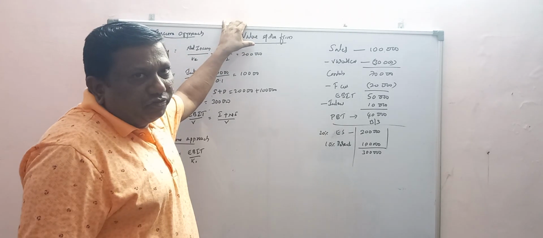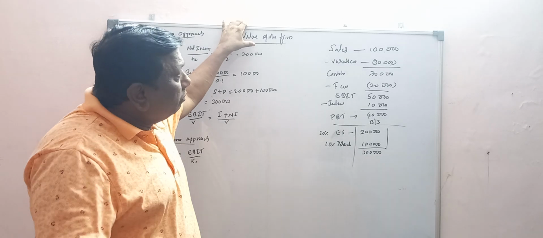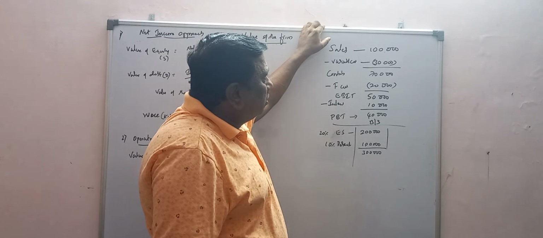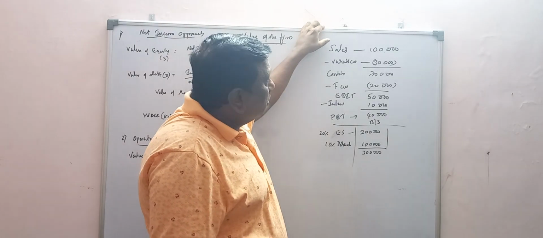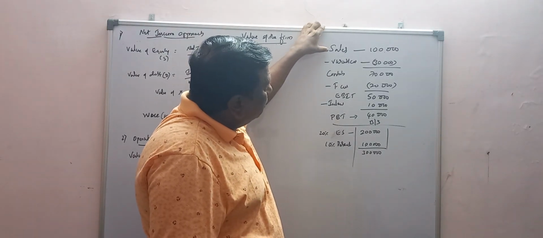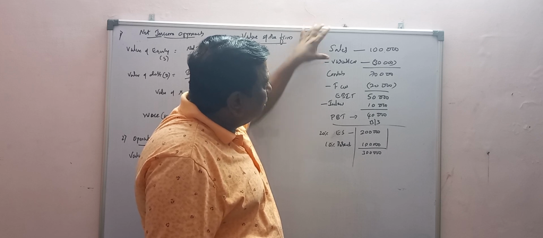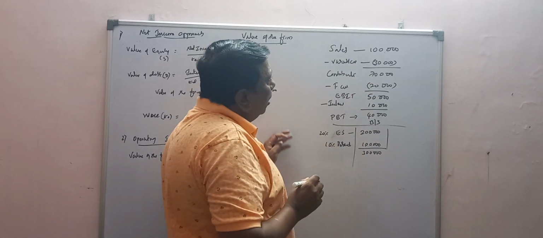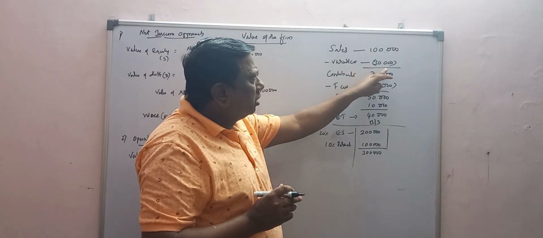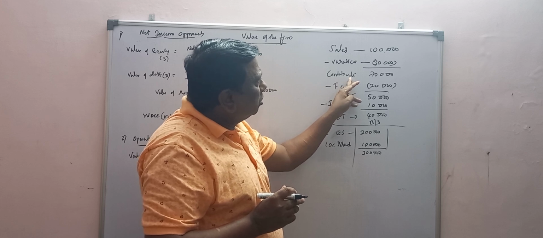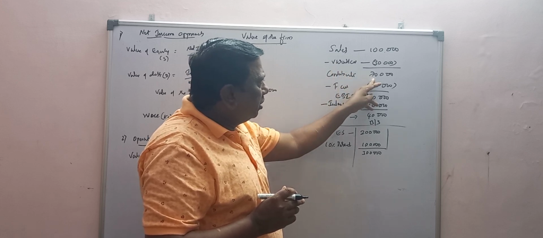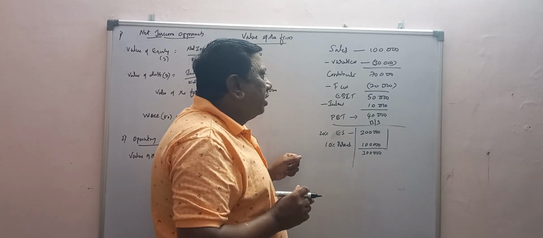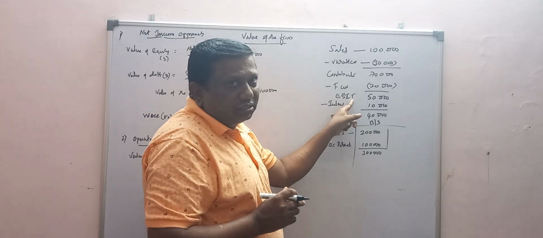To find the value of the firm, you already studied leverages in FM, that is, in the fifth semester. On sales, if you subtract variable cost, we get contribution. I'm assuming 1 lakh is sales and variable cost is 30,000, so contribution should be 70,000. Fixed cost, I'm assuming, is 20,000. So what I'll get is earnings before interest and tax.